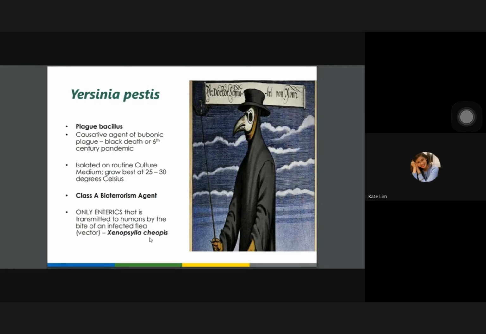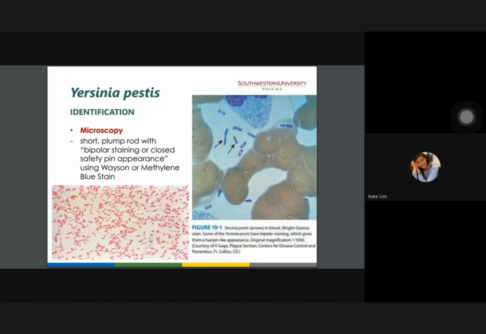So this Yersinia pestis is now classified under Class A bioterrorism agent. So it is a bioterrorism agent. What we have here is the identification of your Yersinia pestis.